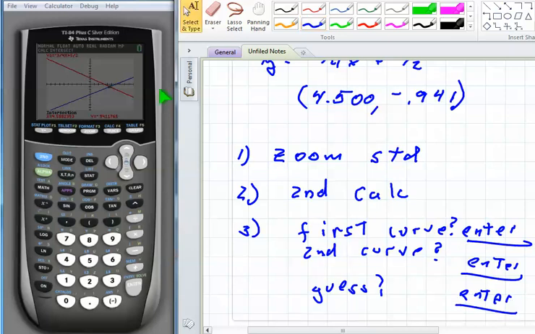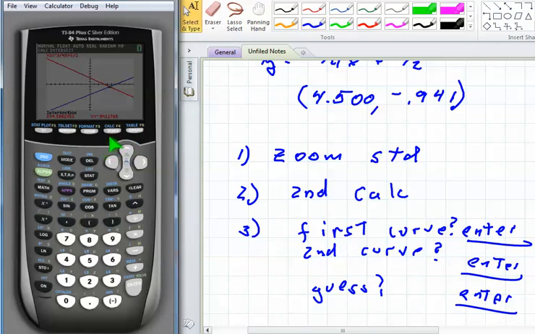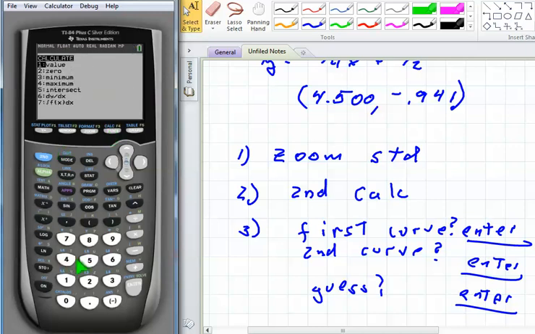Now, let's go back to this second calc intersection. First curve, we hit enter. We can also bounce back and forth. It's up to us, all right? Second curve, enter, guess, enter, and we have our answer.